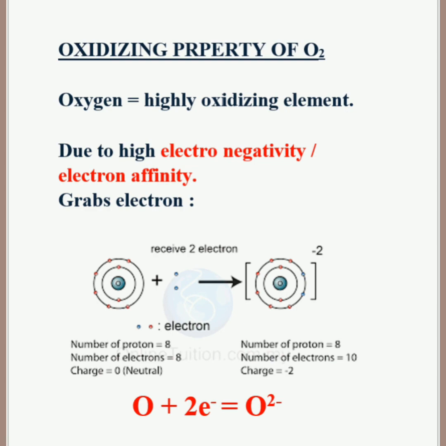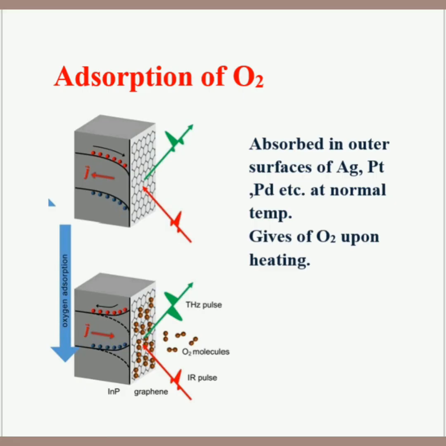Let us now see a special property called adsorption. Yes, you have heard it right. Adsorption, not absorption. This is actually adsorption of oxygen on the outer surfaces of some metals like platinum, palladium or silver at room temperature. Oxygen gets back into the atmosphere upon heating these substances very easily.